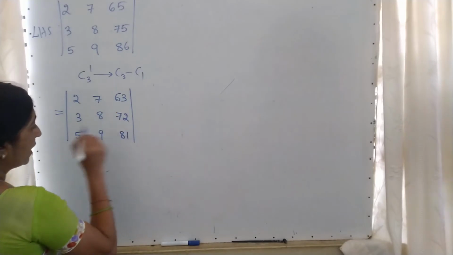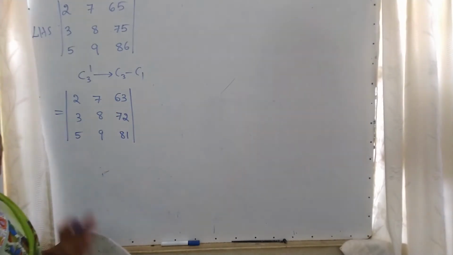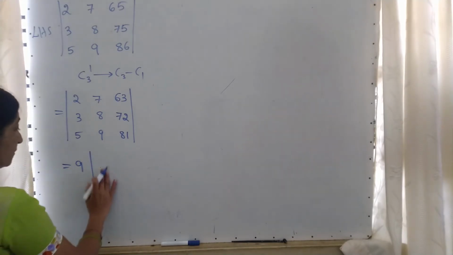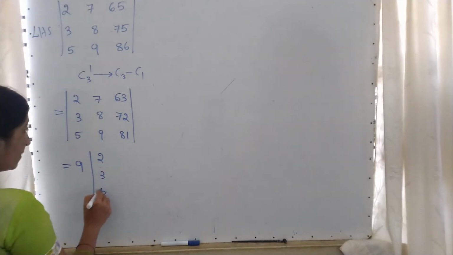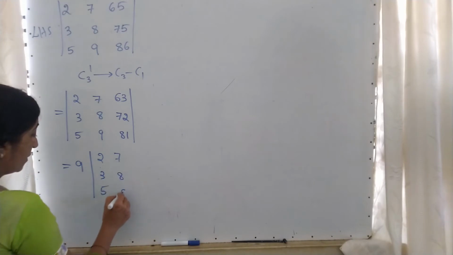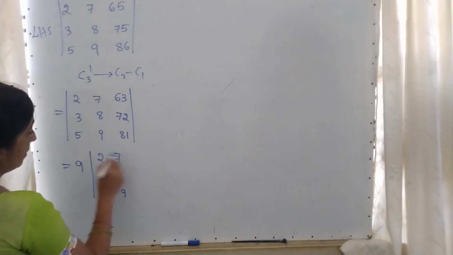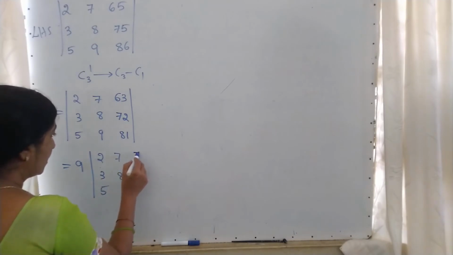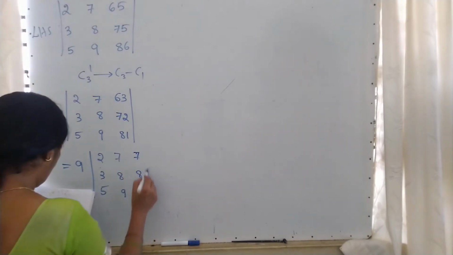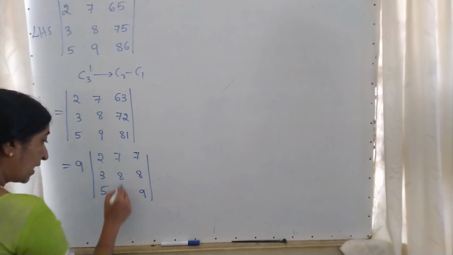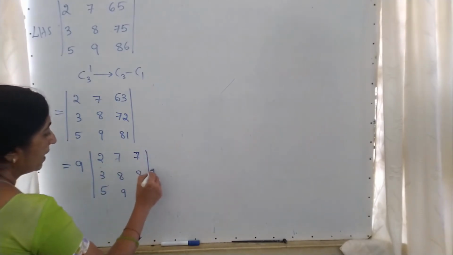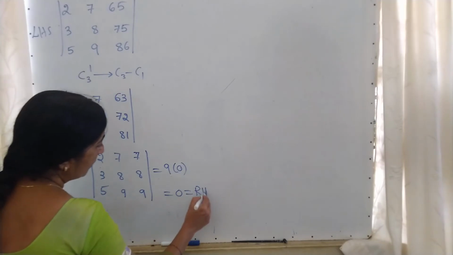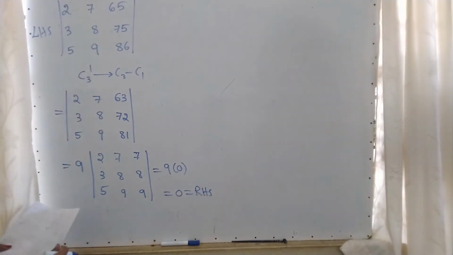Then see what we can take common. If you are thorough in the table, can we take 9 common from the last column? Yes, 9 into 7, 9 7s are 63, 9 8s are 72, 9 9s are 81. This is 7, this is 8, this is 9. So here second and third column are identical, so the answer is 0. That is nothing but RHS. Like this we are solving the examples.